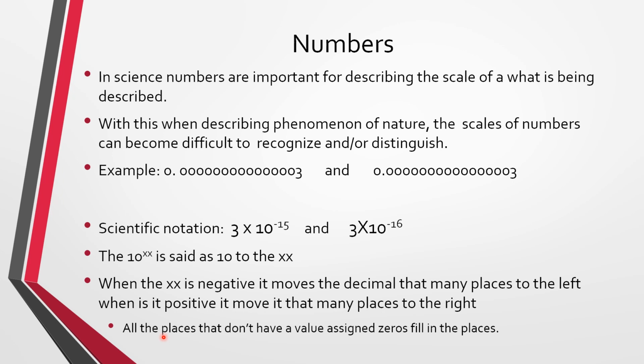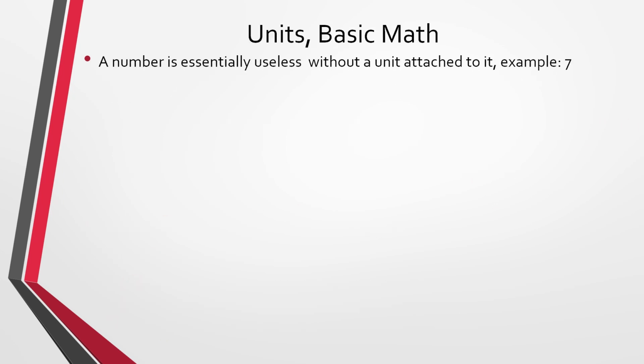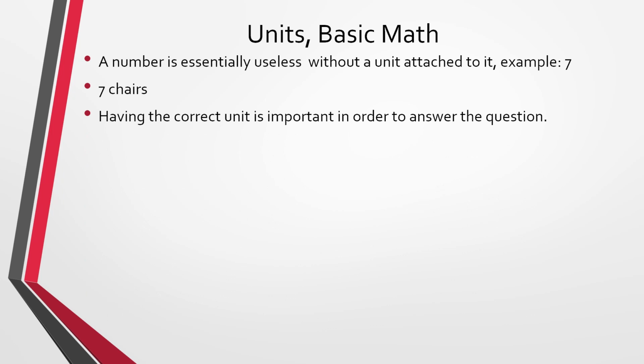Next we'll talk about units, and we'll just do a little bit of basic math. A number is essentially useless without a unit attached to it. The example I give is 7. 7 what? What does that mean? Well, 7 chairs. Now we have an idea of what the scale of 7 is referring to. Having the correct unit is important in order to answer the question.